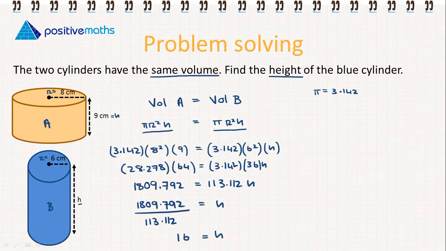So again, we check at the end, do we need to round? No. They've just told us to find the height. So final answer, height is going to be equal to 16 centimeters. So we must not forget our units.